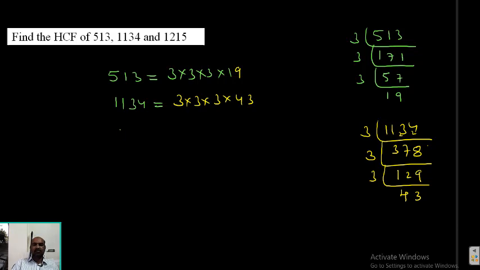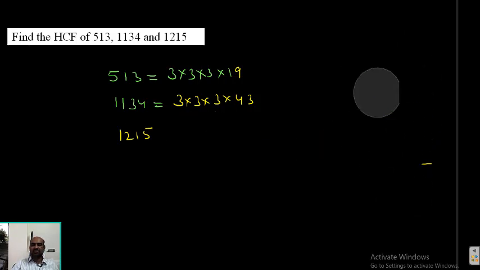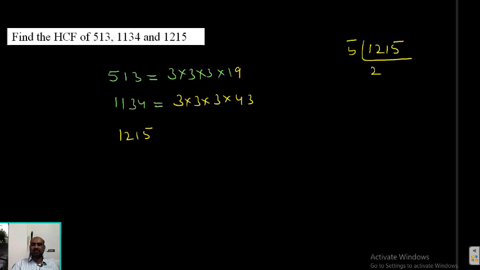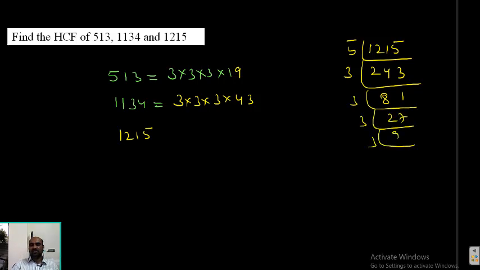Next, 1215. 5 twos are 10, and dividing repeatedly by 3: 243, 81, 27, 9, 3. What I can say is this is 3 into 3 into 3 into 3 into 3, how many? 1, 2, 3, 4, 5 threes, into 5.